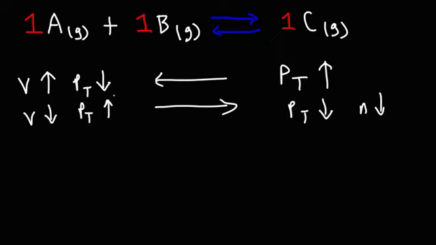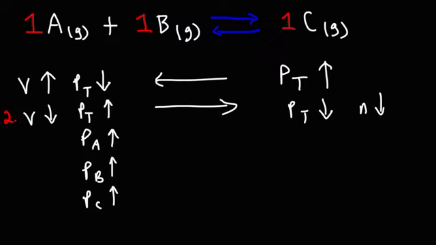Now let's understand more about this, because we described this in terms of the total pressure inside the container. But let's talk about it in terms of the partial pressure. So we're focused on the second situation. As we decrease the volume, the total pressure increases. That means the partial pressure of every gas increases. The partial pressure of A goes up, the partial pressure of B goes up, and the partial pressure of C goes up.